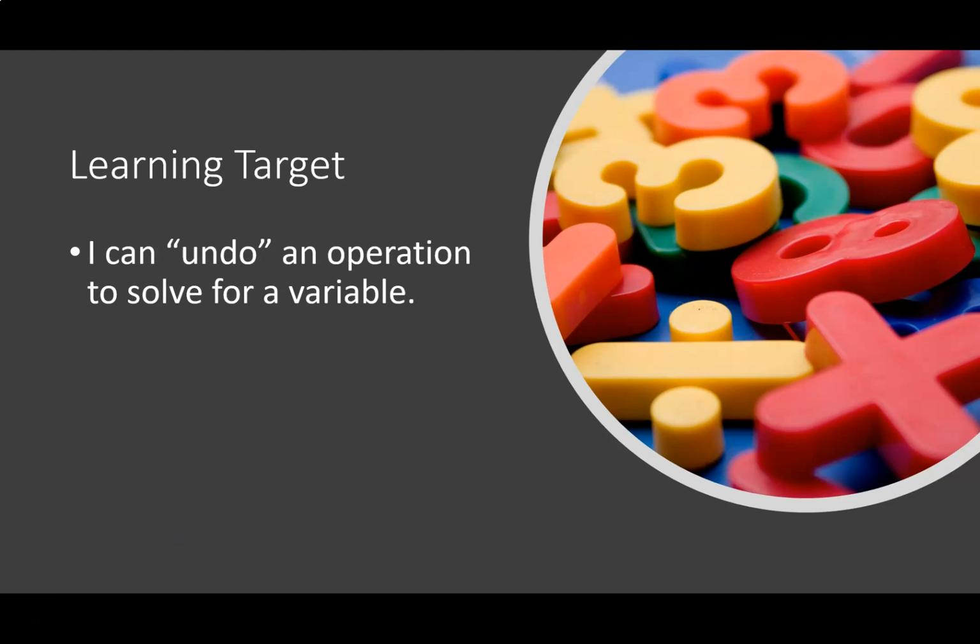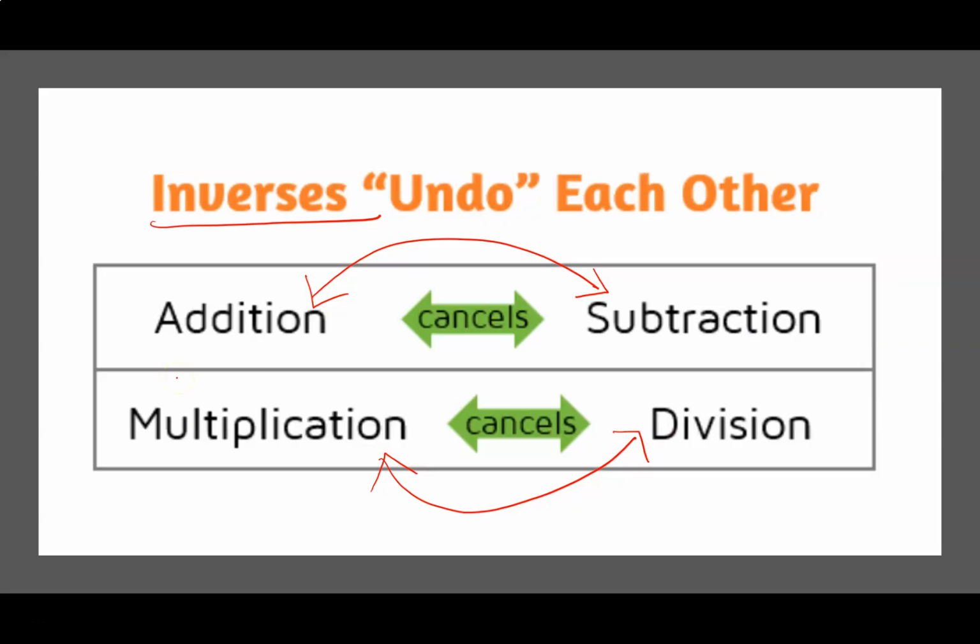Before we conclude, I'd just like to review the learning target for today. I can undo an operation to solve for a variable. I hope everyone is feeling very confident in their ability to do this. Remember, we undo operations by applying the inverse. So addition can cancel subtraction. Subtraction will cancel addition. Multiplication will cancel division, and vice versa.